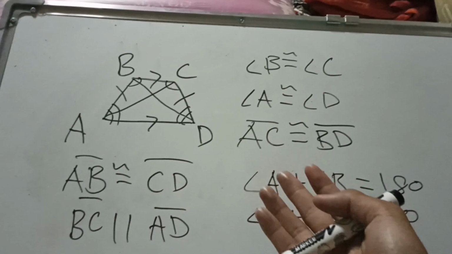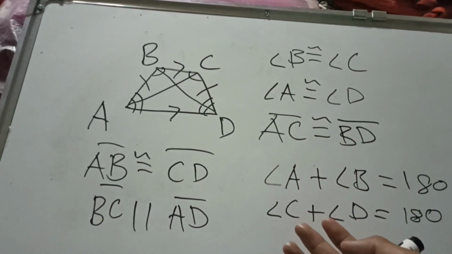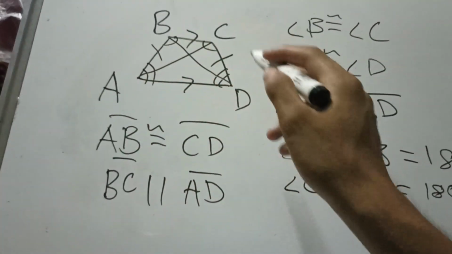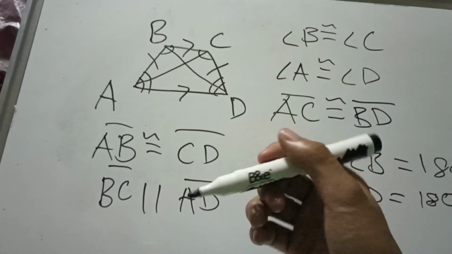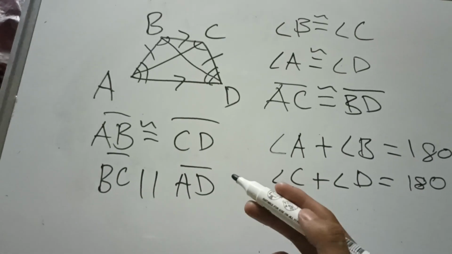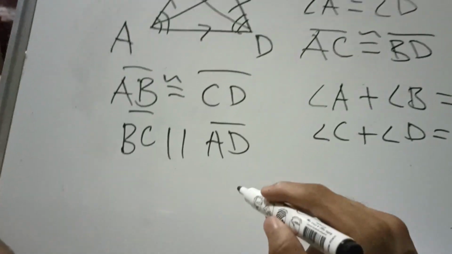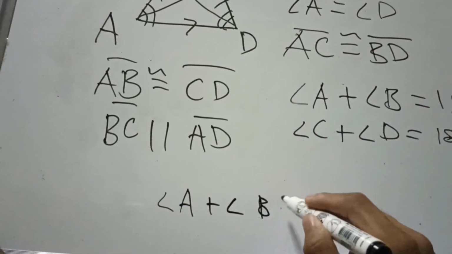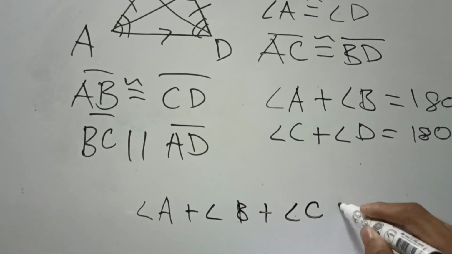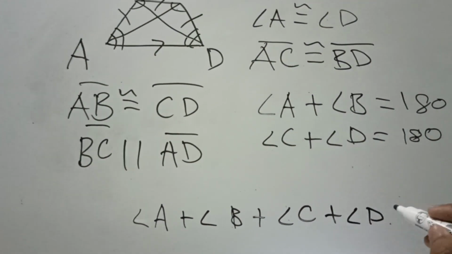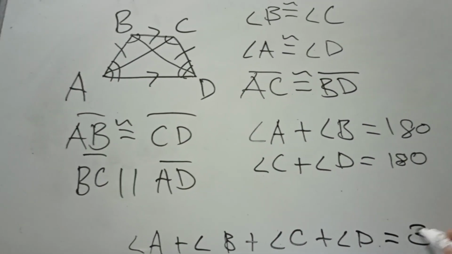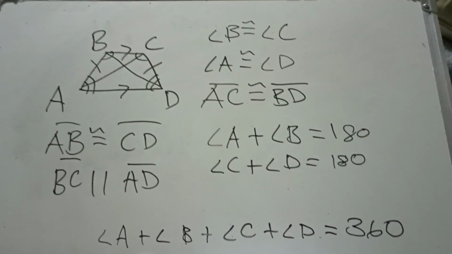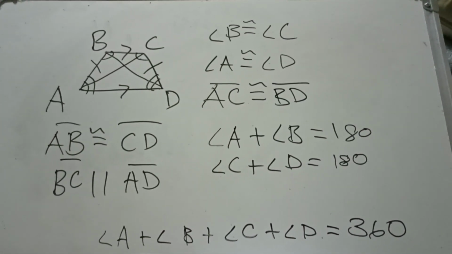Now, since we are working with a quadrilateral shape, that means that all four angles put together is equal to 360 degrees. That means angle A plus angle B plus angle C plus angle D is equal to 360. Now those are the properties of an isosceles trapezoid.